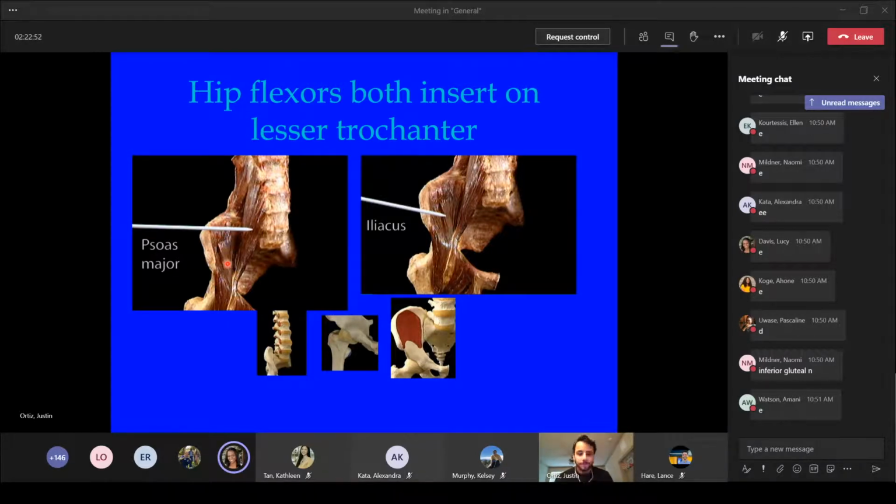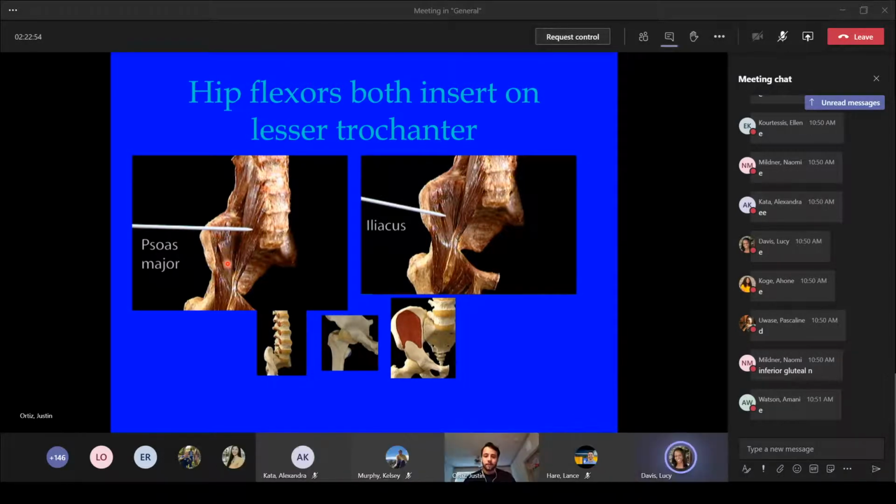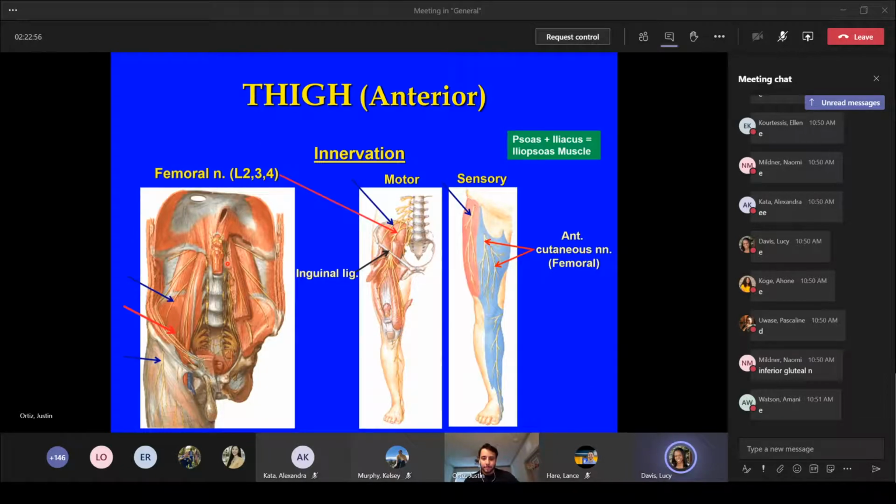Justin, I had a question. Can you go back to the previous slide? Yeah, of course. He's pointing at those two nerves. Is that the femoral? Yes. So, are you talking about these nerves right here? No. I'm sorry. On that one. Oh, this one. Yeah. Yeah.